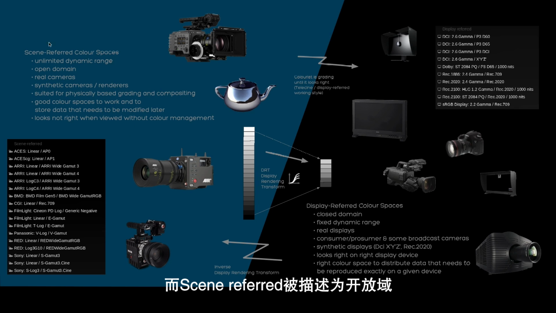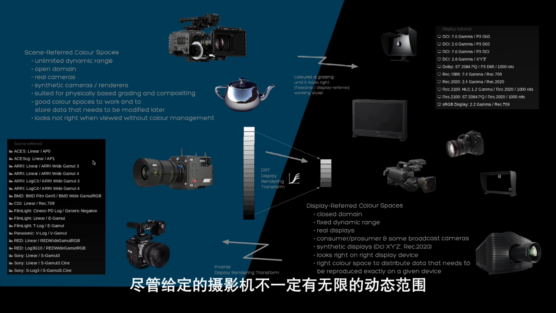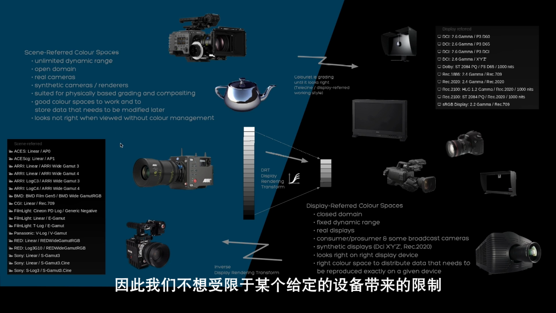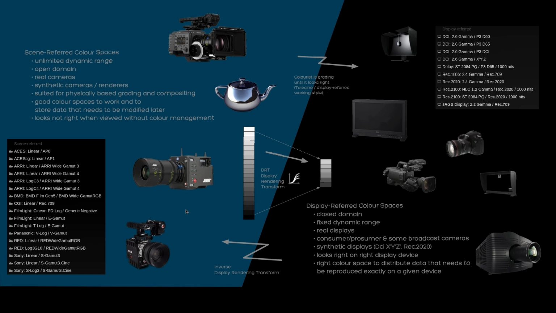Whereas a scene is sometimes described as open domain. So a scene has an unlimited dynamic range, although a given camera does not have an unlimited dynamic range. But during grading, we still want to be able to push things around in an open domain space. So we don't want to be constrained by the limits of a given piece of equipment.